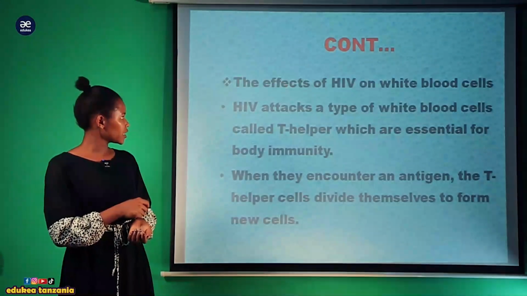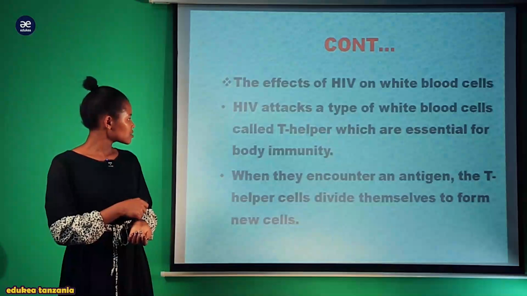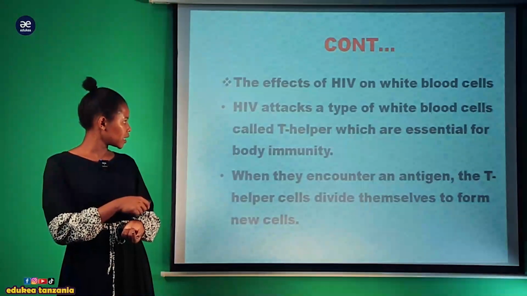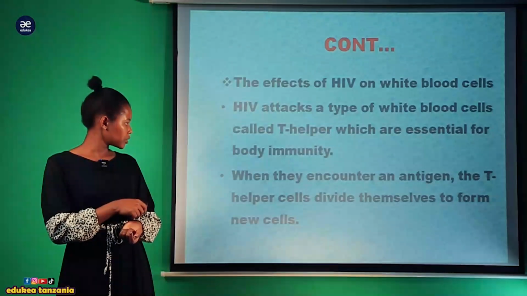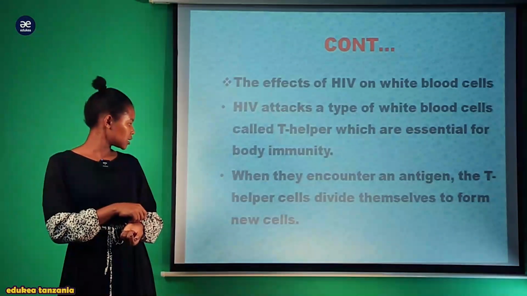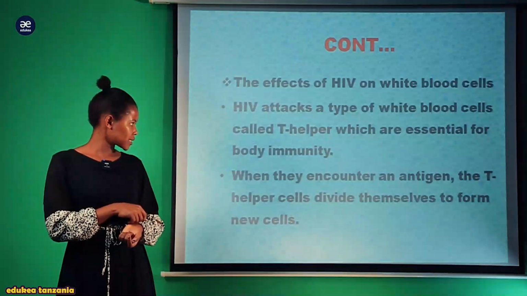Now we are going to look at the effects of HIV on white blood cells. First, you have to know HIV attacks a type of white blood cells called T helper cells, which are essential for body immunity. And when they encounter an antigen, the T helper cells divide themselves to form new cells.